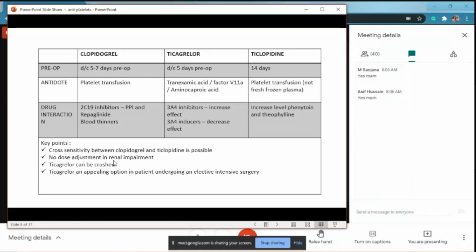Again, adenosine diphosphate blockers. I hope it's clear so far. Do you guys have any questions so far? So we pretty much completed the antiplatelets now.